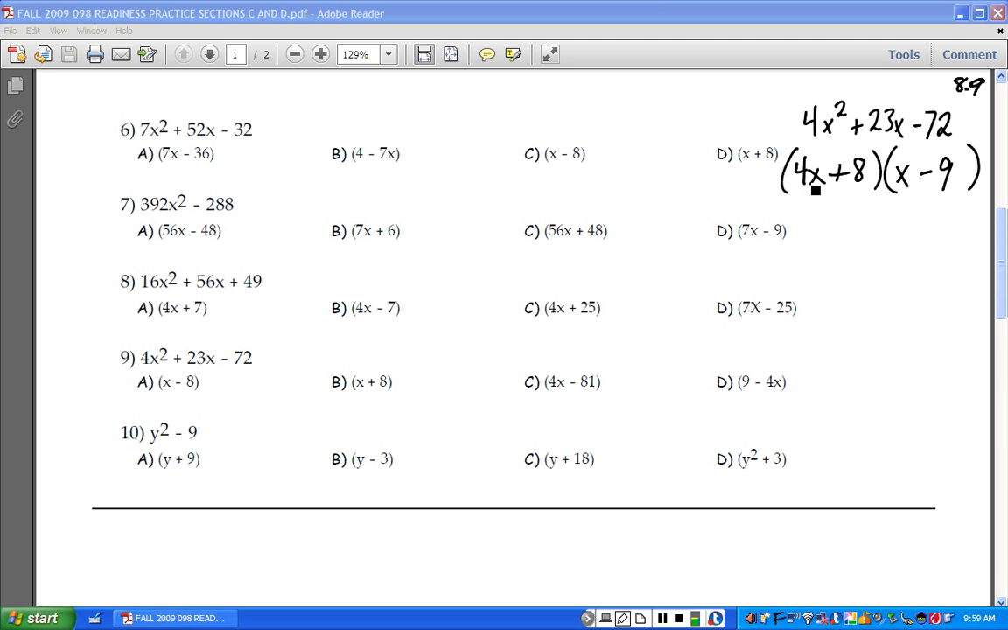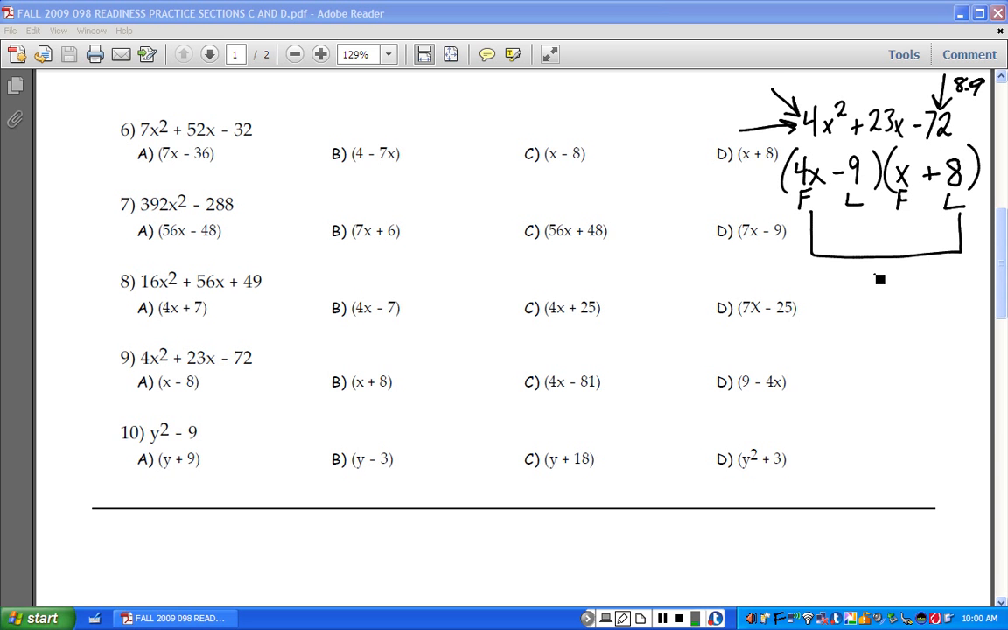Alright, so I'm going to keep my 4x and my x for my 4x squared. And I'm going to work with my 8 and my 9. And actually, I like my 8 and my 9. I just want to change positions of them. Let me put my minus 9 here and my plus 8 over here. So now first times first, again, still gives me my first. Last, negative 9 times positive 8, gives me my last, which is a negative 72.